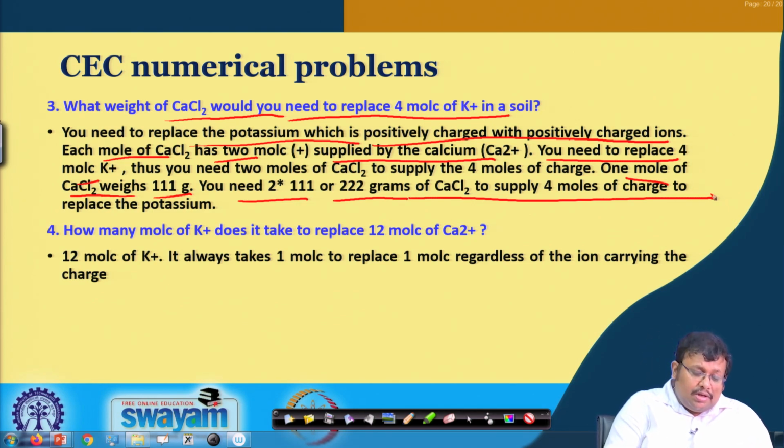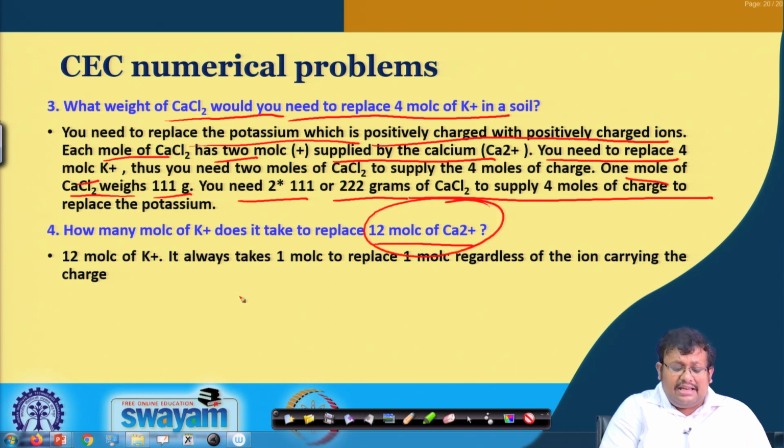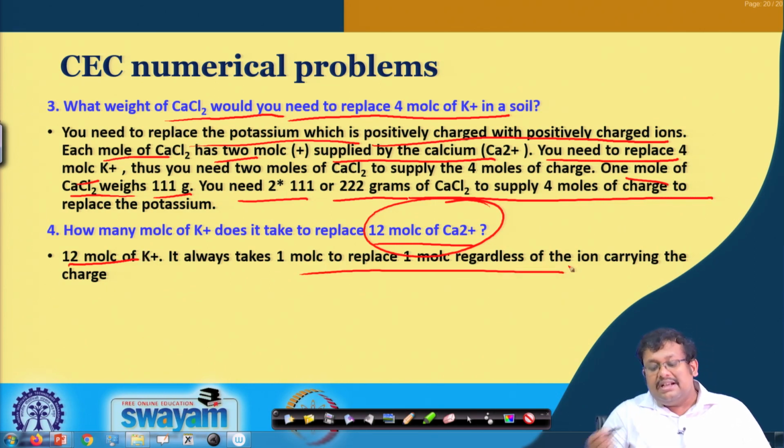Now, the fourth query is, how many moles of potassium does it take to replace 12 moles of calcium? It is also simple. We need to replace 12 molar charge of calcium. So, obviously, we need 12 molar charge of potassium, because it always takes 1 molar charge to replace 1 molar charge regardless of the ion carrying the charge.